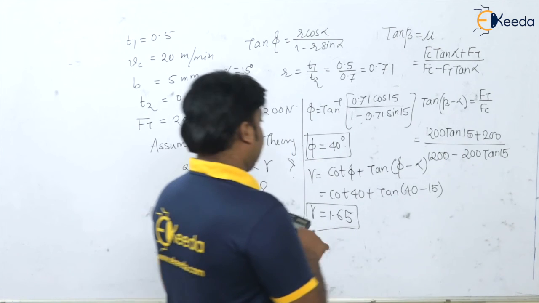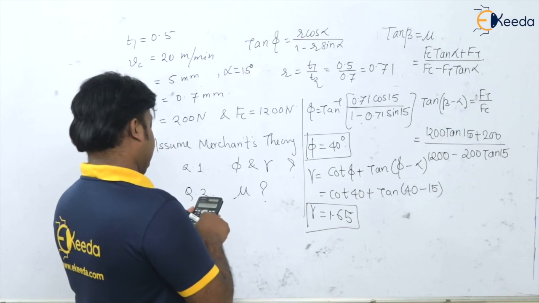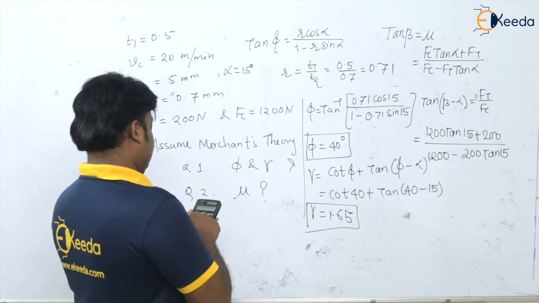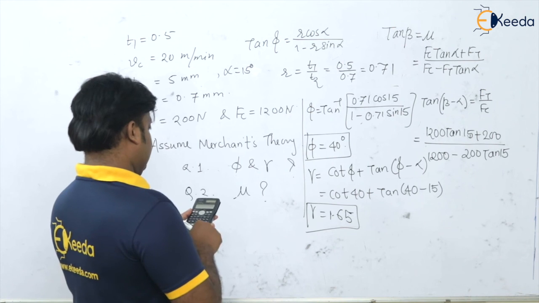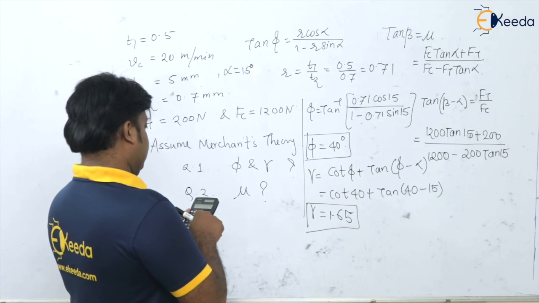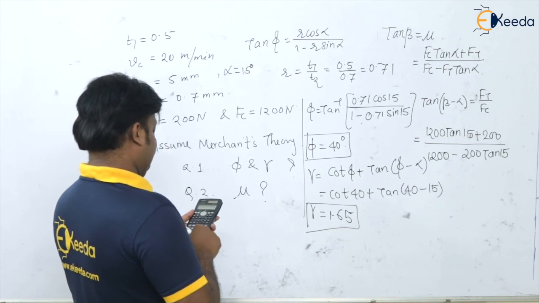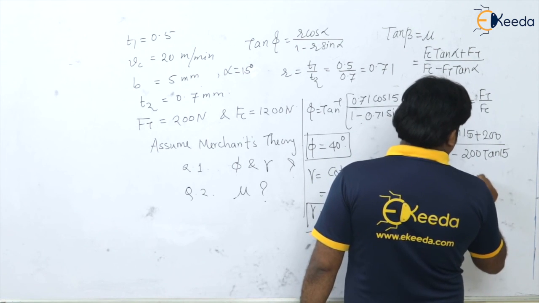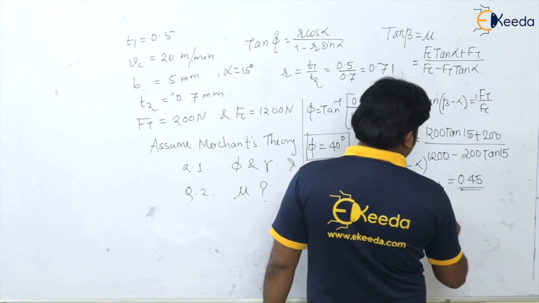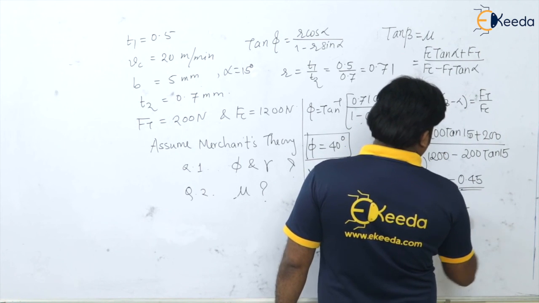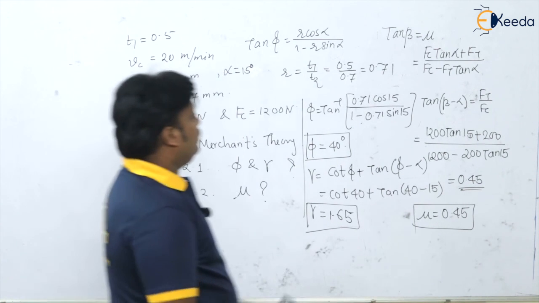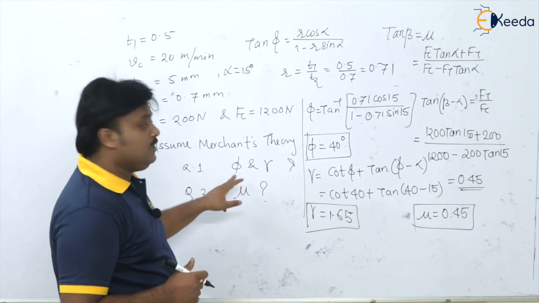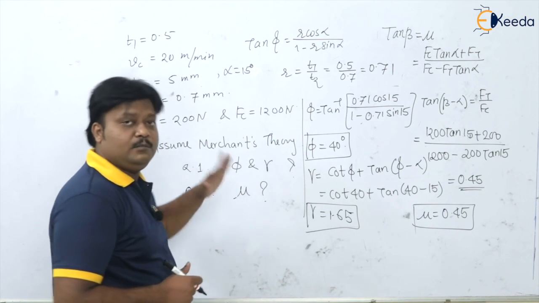So let us solve this. 1200 tan 15 plus 200, divided by 1200 minus 200 tan 15. It is 0.45. So this is the value of mu, equal to 0.45. Check whether it is correct or not. It is 0.45. Yes, it is correct. So we got the values of phi, gamma and mu in this question.